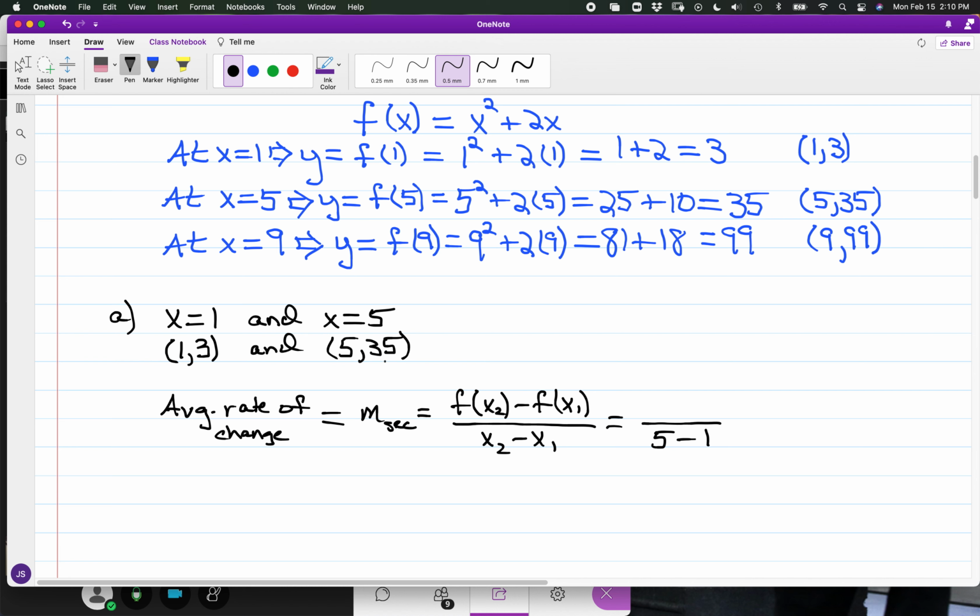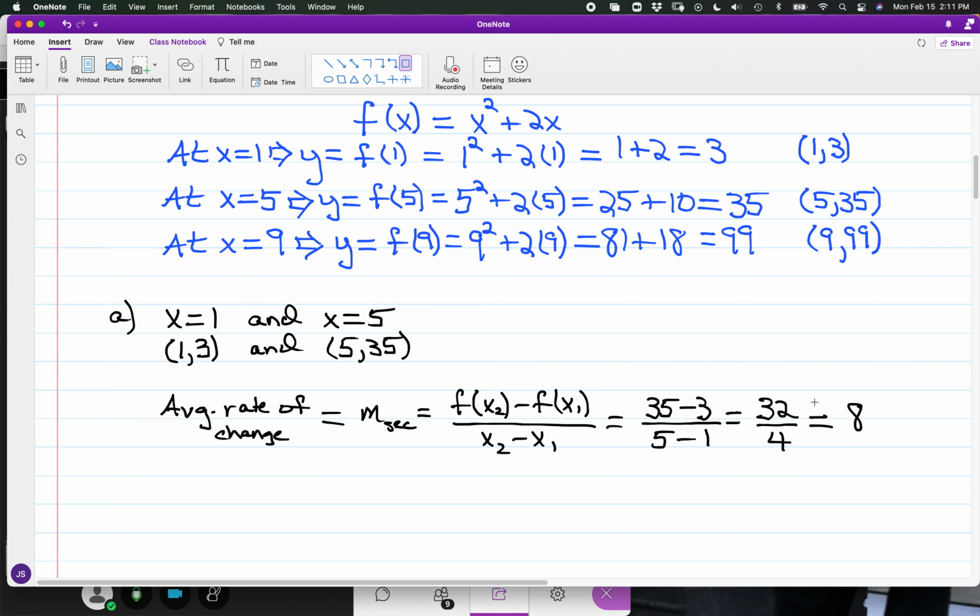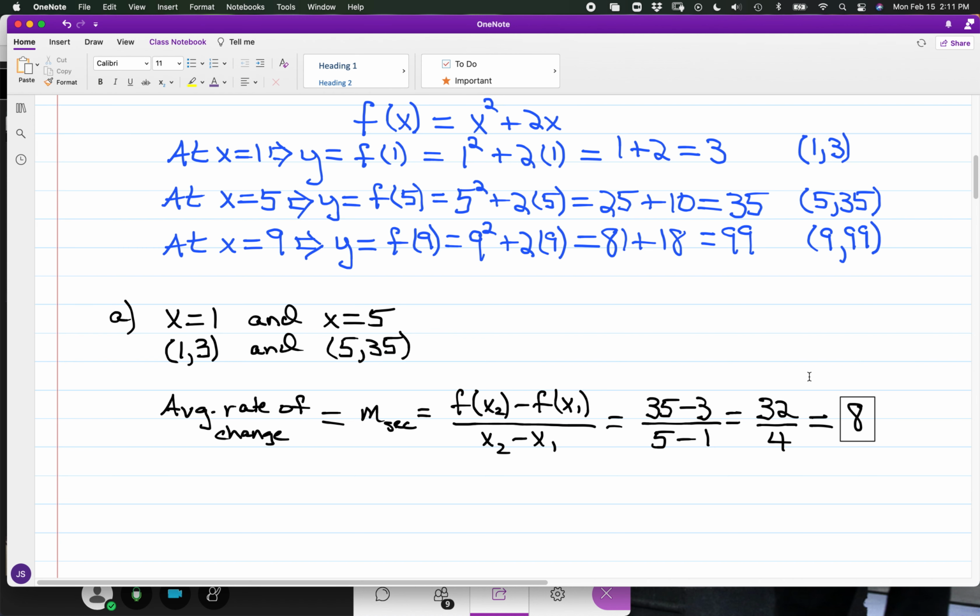And for f of x2, this is your f of 5, which is 35, minus your f of x1, which in this case is f of 1, which we have at 3. So the change in y is going to be 32 units, and the shift in x is going to be 4 units. So the average rate of change in this case is going to be 8. Again, that is for the activity between (1, 3) and (5, 35).